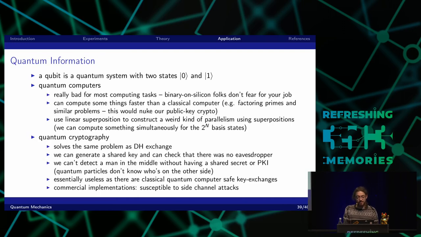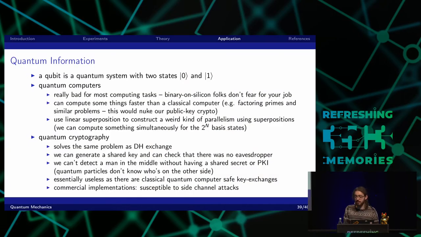So now, because this is the Hackers Congress, some short remarks, and probably unintelligible due to their strong compression, about quantum information. A qubit, the fundamental unit of quantum information, is a system with two states, 0 and 1, just like a bit. But now we allow arbitrary superpositions of those states, because that is what quantum mechanics allows. We can always superimpose states.